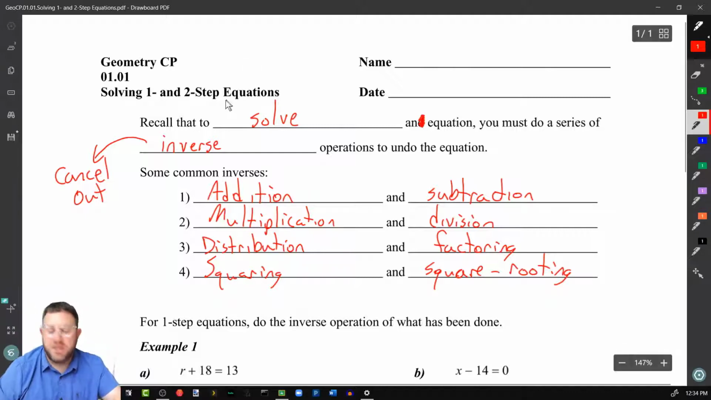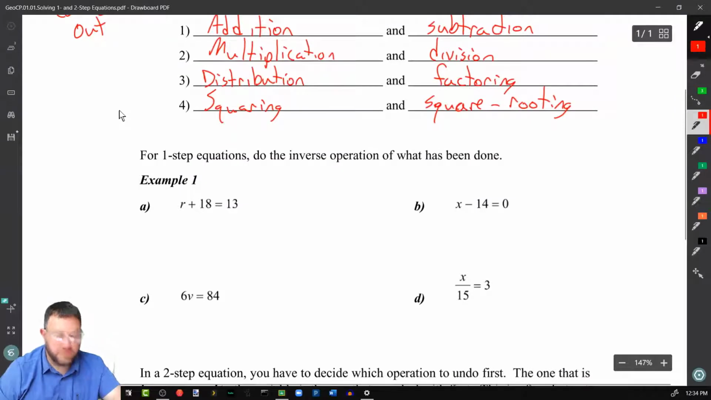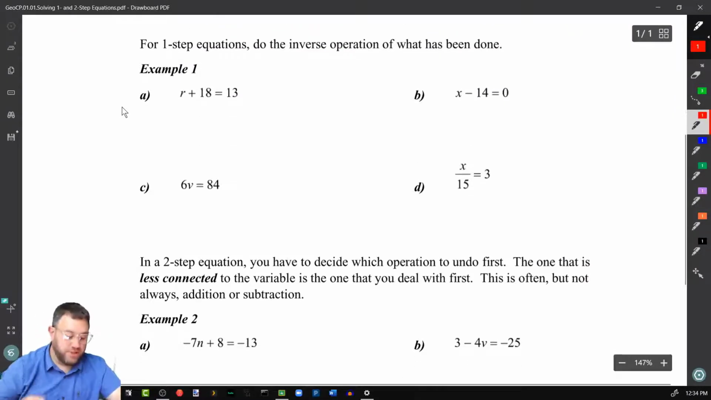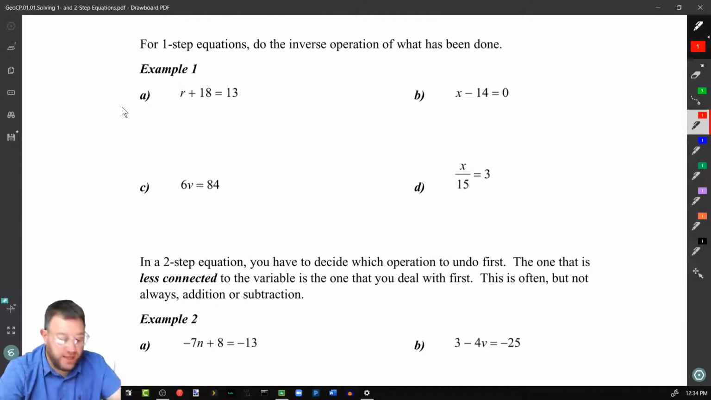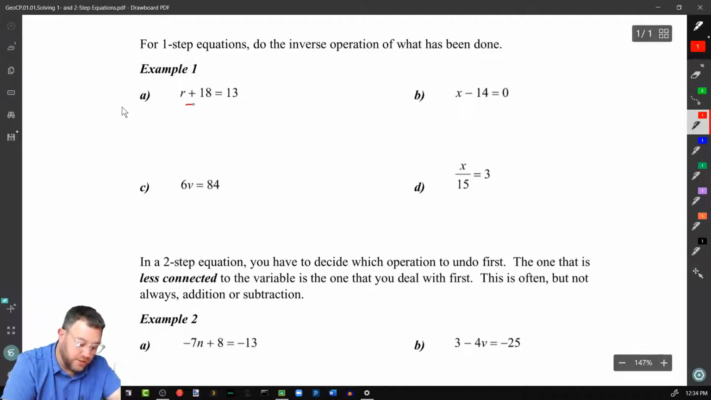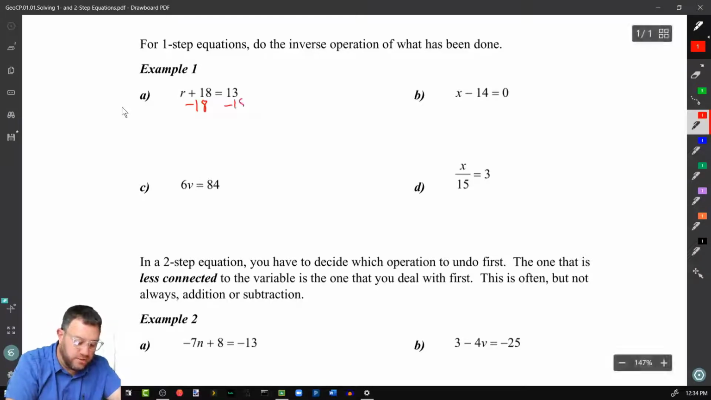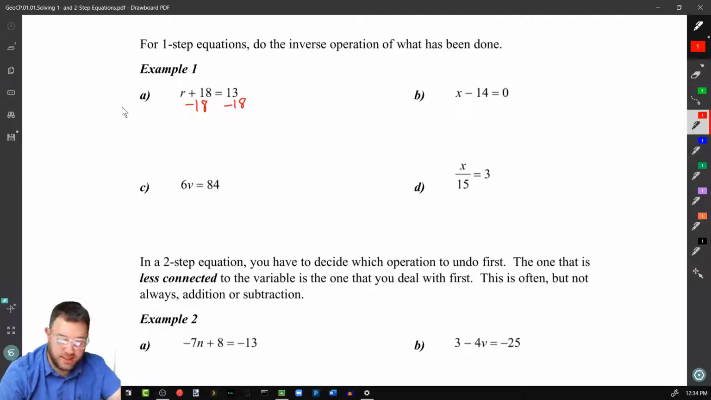So let's do a couple of these shorter ones. Like I said, we're just doing 1- and 2-step today. So let's go ahead and jump in. All right, for example 1a, we've got r plus 18 equals 13. What's the inverse of adding? The inverse is subtracting. So we want to subtract 18. But remember, anything we do to one side of the equal sign, we have to do to the other. So we have to subtract 18 from both sides.